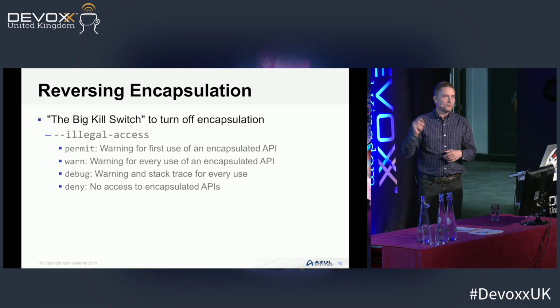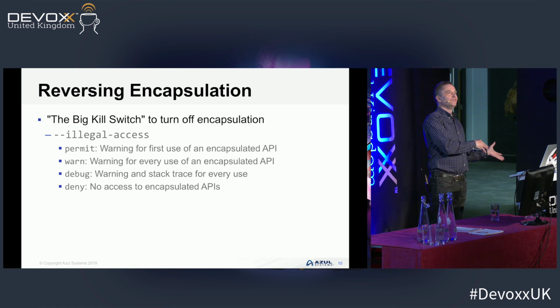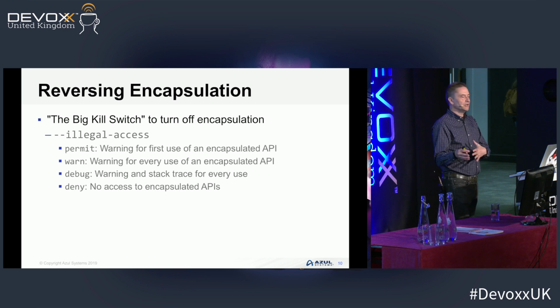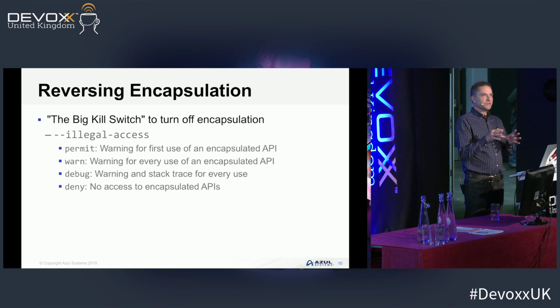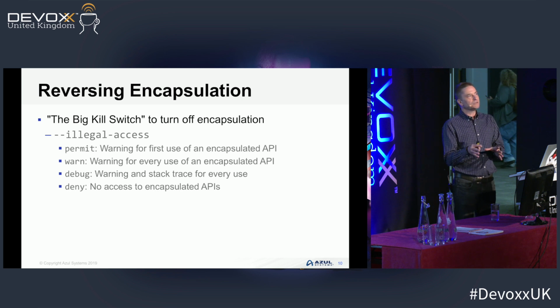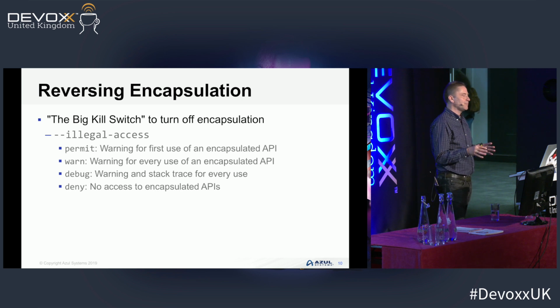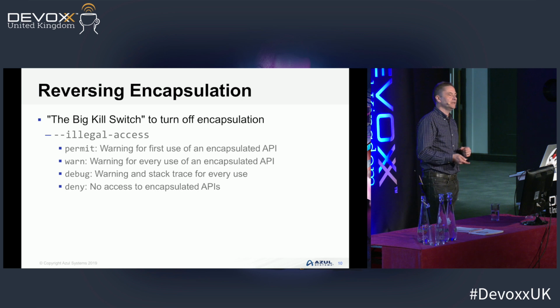And then the fourth option is where you can just turn everything off and say, I don't want access to the internal APIs. The idea is that at some point in the future, this will become the default. It is not clear when that's going to happen, certainly probably not anytime in the near future.